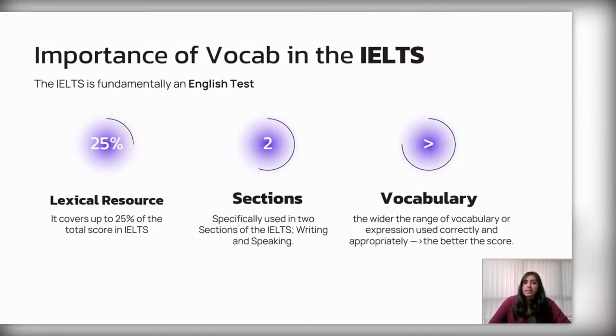Now, as I said before, lexical resource is one of the criteria that you're being marked on. And as we can see, it covers up to 25% of the total score in your IELTS writing section. Okay, so it's 25% of it. A quarter of your marks come from lexical resource, so that's why vocabulary is quite important because it comes under that category. Okay, so again, this criteria is used in 2 sections of the IELTS. It is the writing and the speaking section. Okay, so it's quite important.